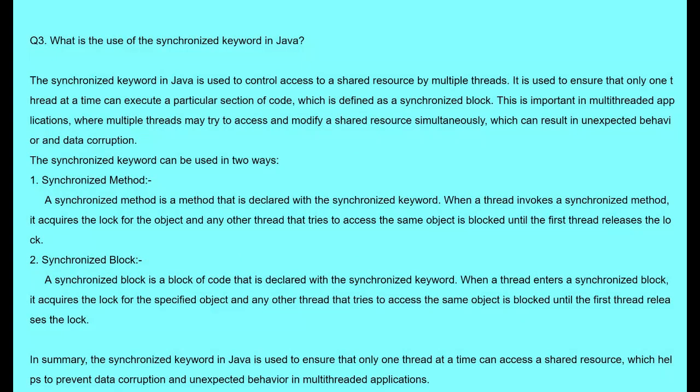Question 3. What is the use of the synchronized keyword in Java? The synchronized keyword in Java is used to control access to a shared resource by multiple threads. It is used to ensure that only one thread at a time can execute a particular section of code, which is defined as a synchronized block.